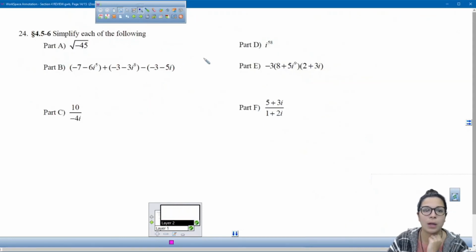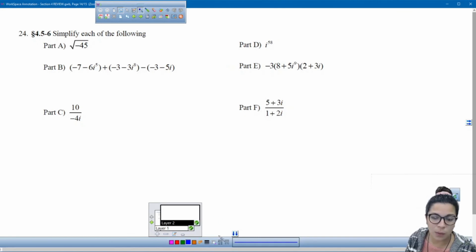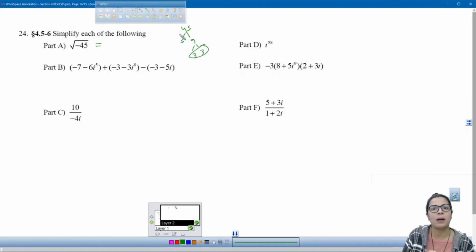All right, let's move on to number 24. Okay, so on 24, for part A, we have the square root of 45, and the square root of 45, we want to break that up. 45 can be divided by 5. 45 divided by 5 gives us 9, and then 9 can be divided by 3, which gives us 3. So a 3 comes out of that. Obviously, this is also negative 45, so we have the square root of negative 1, which is i. So we have the square root of negative 1 times 5 times 3 squared. So the square root of negative 1 gives us i, the square root of 3 squared gives us 3, and the square root of 5 would just stay square root of 5.